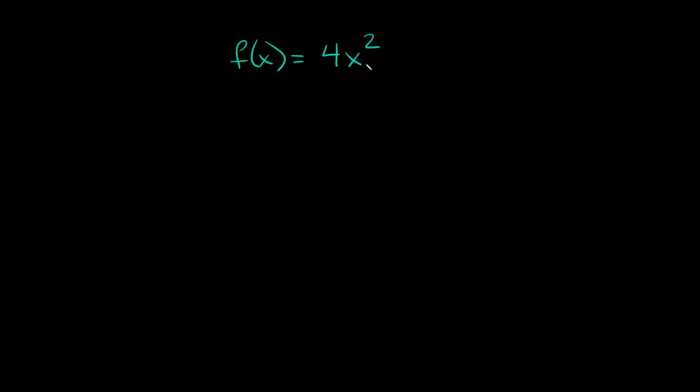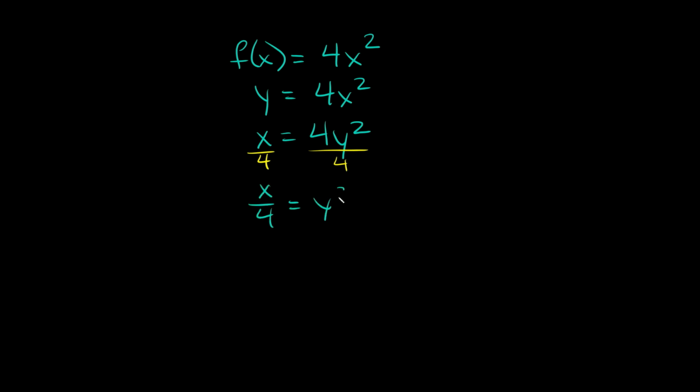f of x is equal to 4x squared. Again, we're going to replace this with y, so y is equal to 4x squared. Then flipping x and y, we have x is equal to 4y squared. Now let's solve for y here. The first thing we can do is get rid of this 4 by dividing both sides by 4. So then we get x over 4 is equal to y squared.